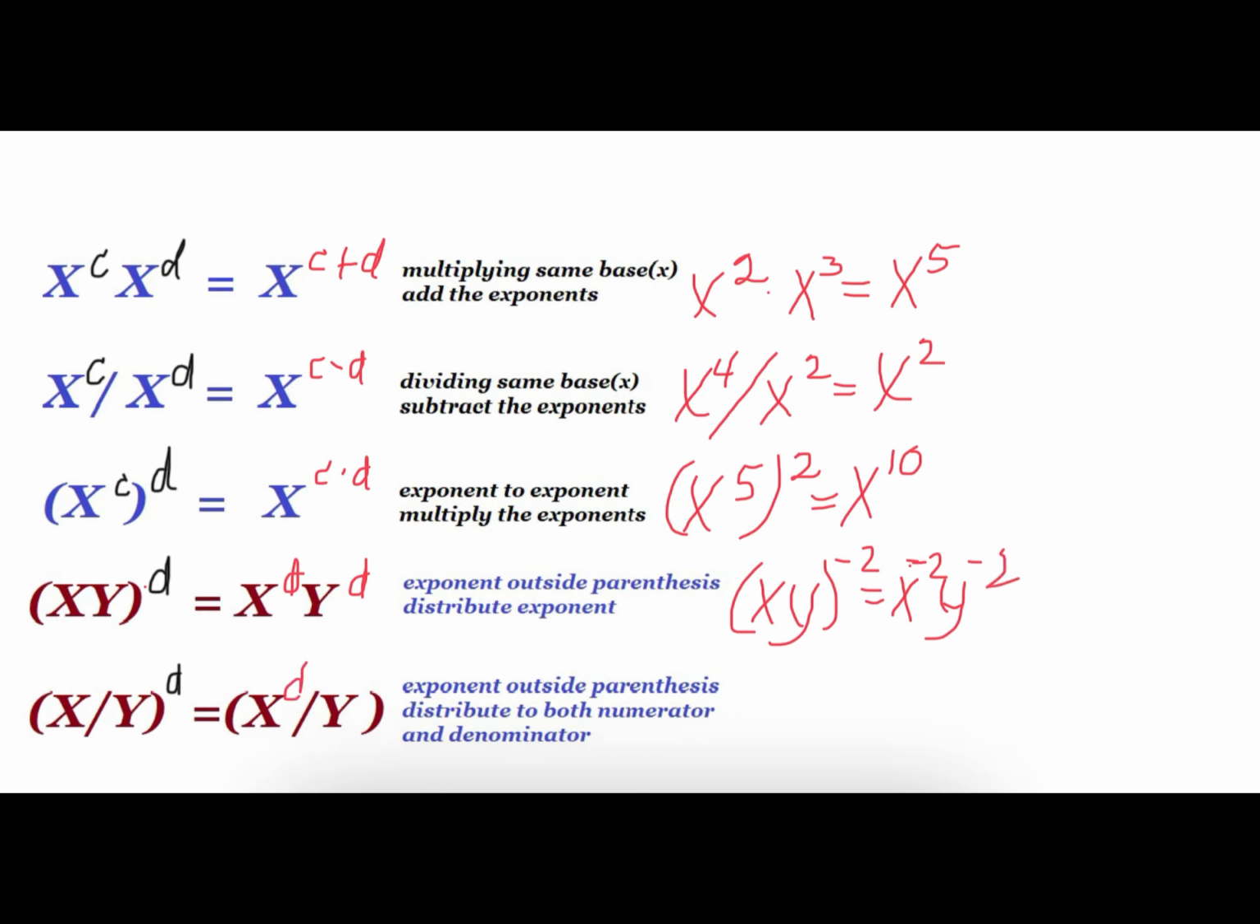Likewise, with division, exponents outside the parentheses are distributed to both the numerator and the denominator. An example would be x divided by y to the 6th power would yield x to the 6th divided by y to the 6th. So hopefully this video was helpful.